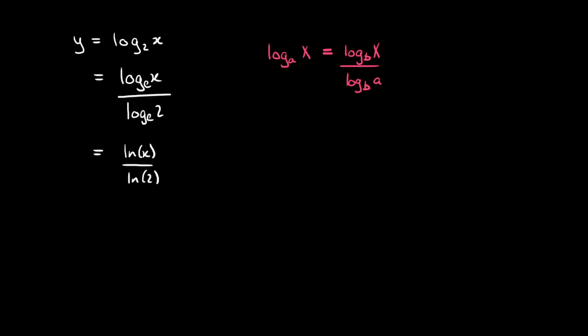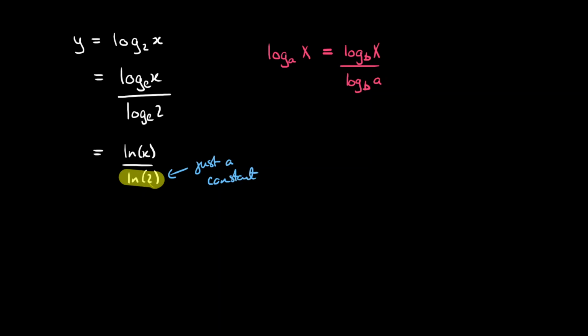Now guys, the point I want you to see here is that this thing, ln 2, is just a number. Okay, that's what it is. This is just a constant. Okay, like 1, 2, 3, or 4.